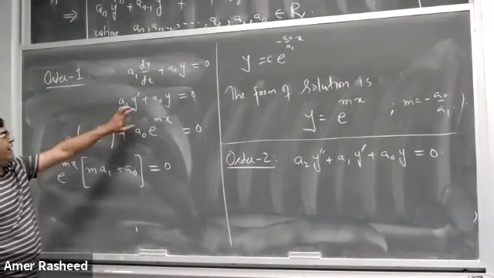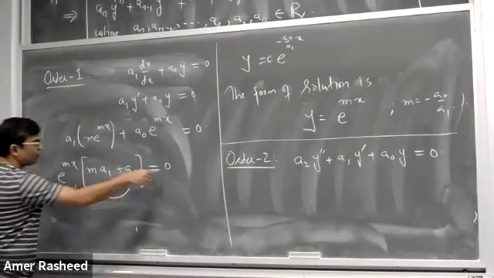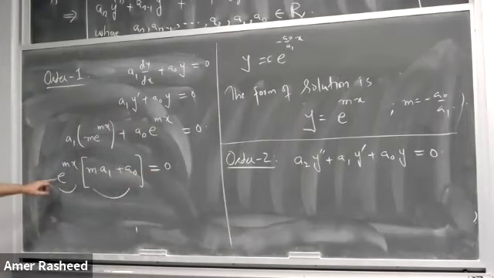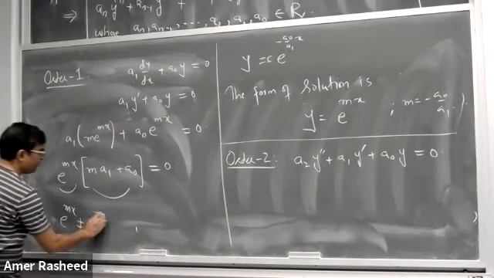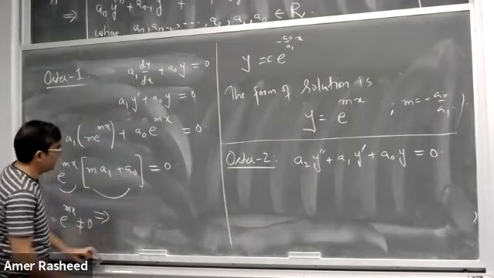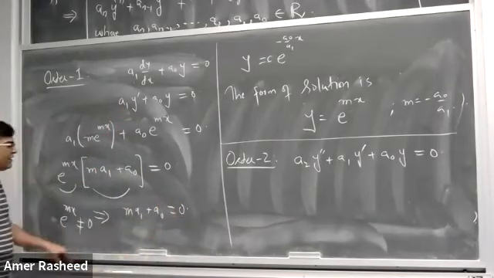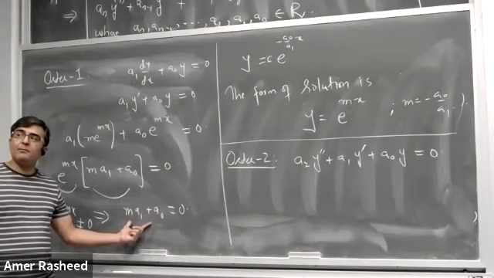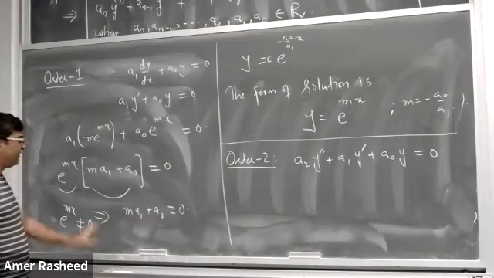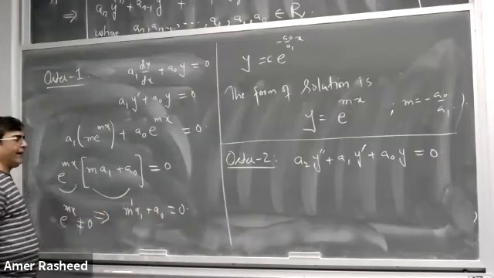If you put that solution in this equation, you get this expression. Now, the product of two functions, this and this, is equal to 0. This function cannot be 0. Why? Because it's an exponential function, and an exponential function is never 0. This implies that this function must be 0: m a1 plus a naught equal to 0. Now, what is this? This is a polynomial equation in m of degree 1, with constants a1 and a naught.